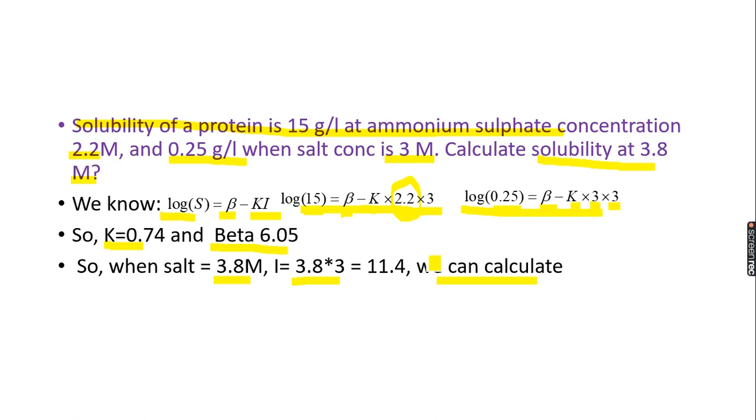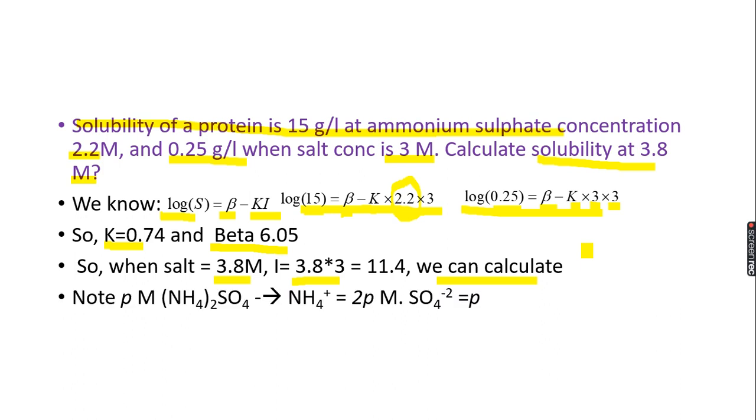Now we'll be discussing why we are using this multiplication by 3 and what is the general rule to calculate ionic strength from the salt concentration. Assume here P molar is ammonium sulfate. Now we are asking, what is the concentration of ammonium? It is 2P, because per mole of ammonium sulfate, 2 moles of ammonium will be generated. So 2P is the concentration of ammonium. Sulfate concentration will be P because ammonium sulfate has only one sulfate.